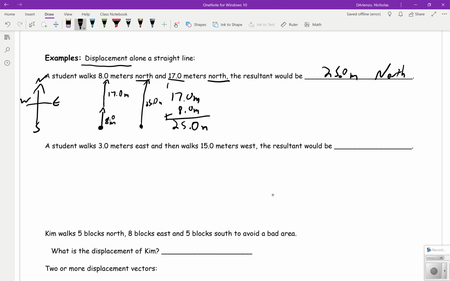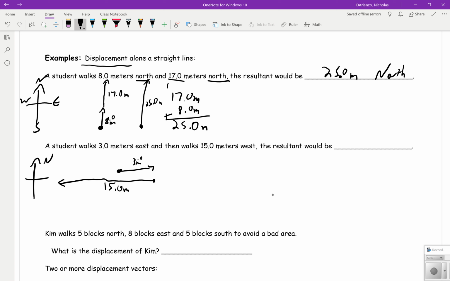Now in the next example, we have a student that's going to walk 3.0 meters east and then 15.0 meters west. What would the resultant be? So I'm going to draw our compass rose. And we have a student that's walking 3 meters east. So we'll start here. We're going to go 3 meters east. And then walks 15 meters west. I'm going to assume that they turn around and they're just going to go. And that should be 5 times as big. Might not quite be that. And we're going to call this 15.0 meters. That's 3.0.